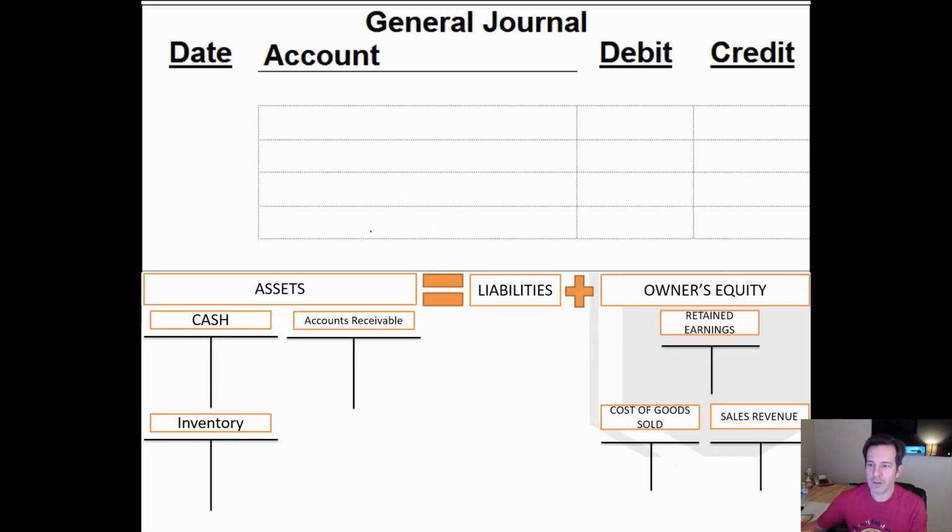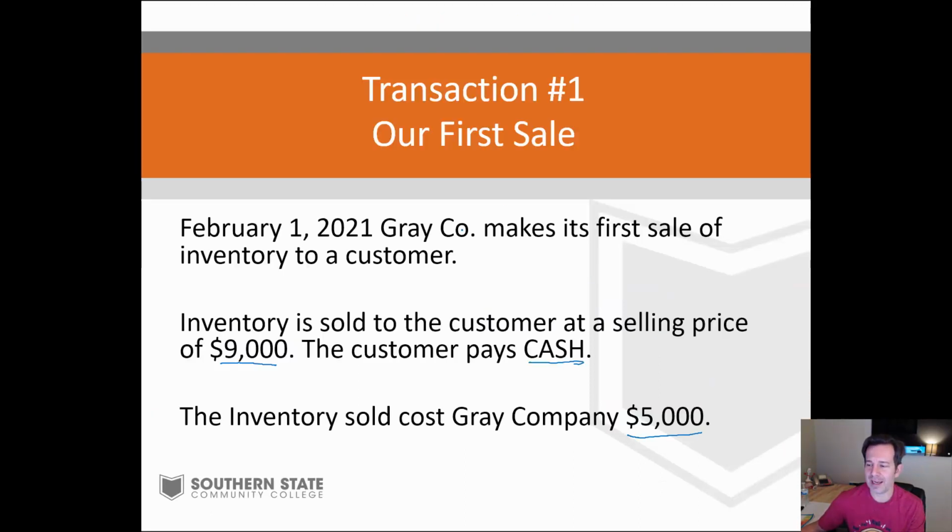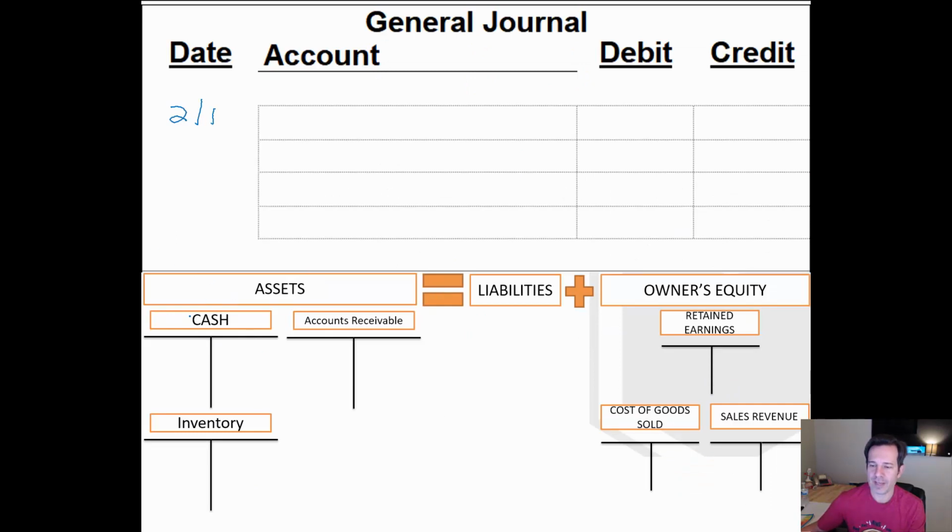So here we go. February 1 is my date, and we're going to date the transaction. I have to make two entries. I have to make an entry to record how much I got for the sale, and an entry to record how much I paid for that inventory that I sold. So it says we got $9,000 in cash. I'm going to make that cash account go up. That cash account is on the left-hand side, meaning it goes up on the left-hand side, on the debit side, and down on the right. So I'm going to do a cash debit right here.